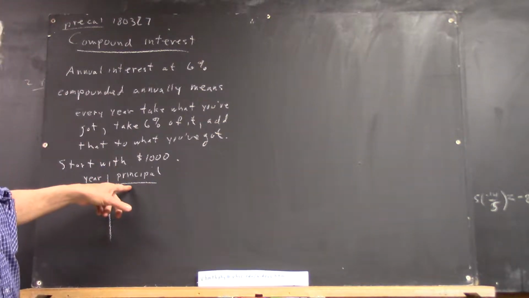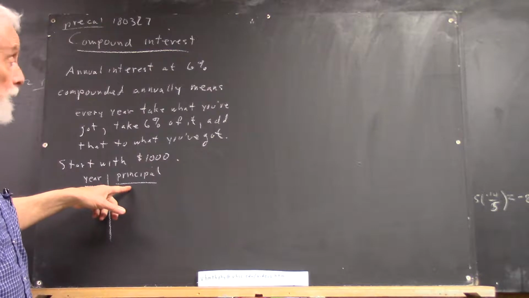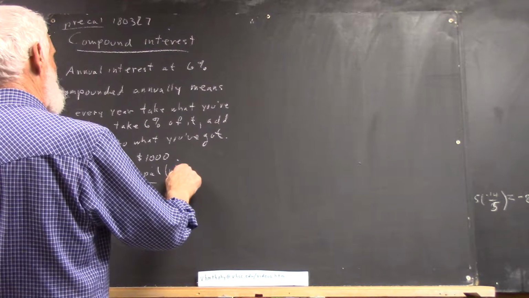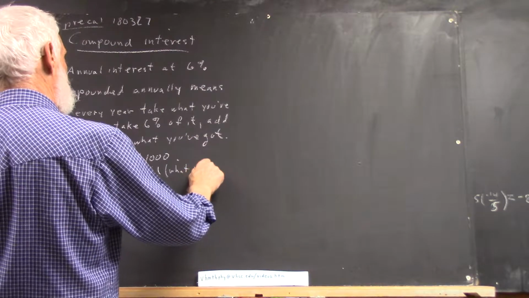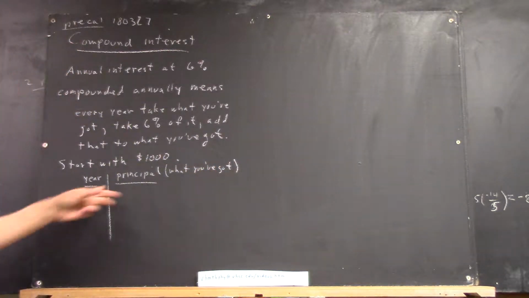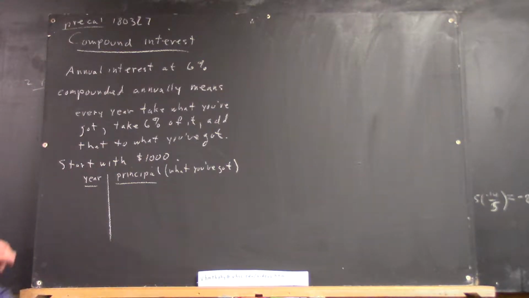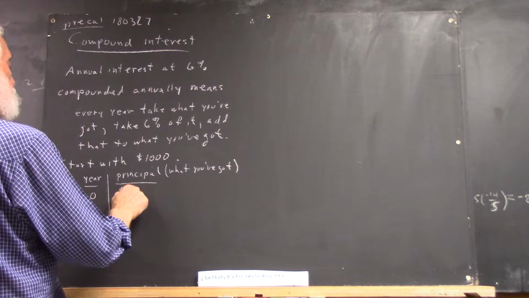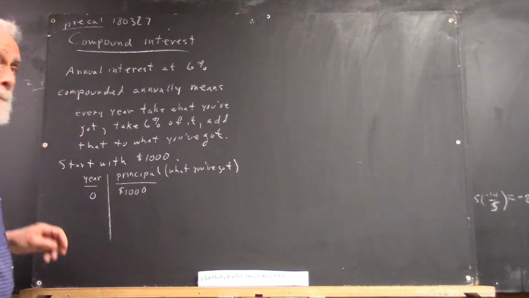Principal is how much money you've got. Okay, so we want to use the official term instead of what you've got. But there it is. There's the principal. That's what you've got. At year 0, you've got $1,000. Okay?